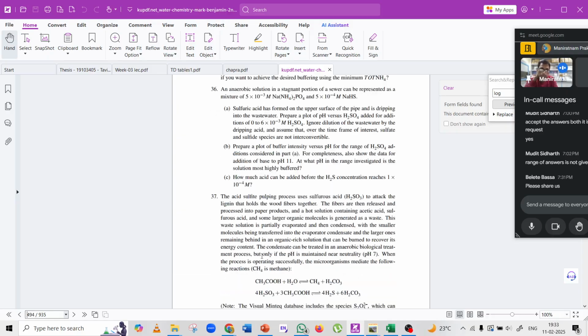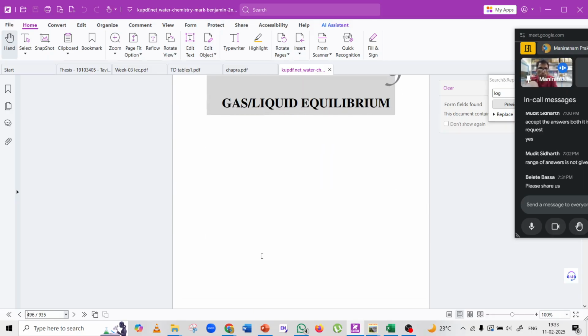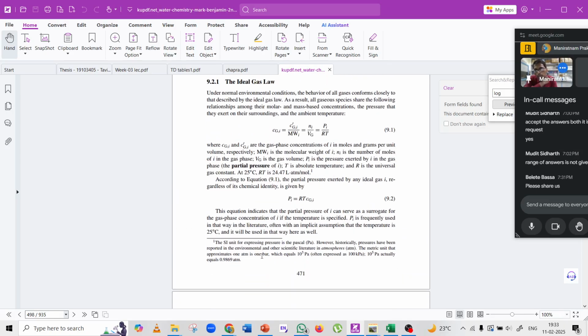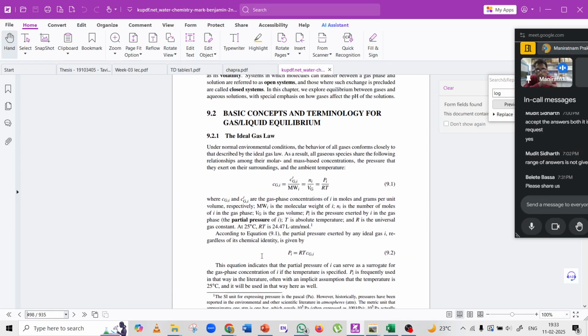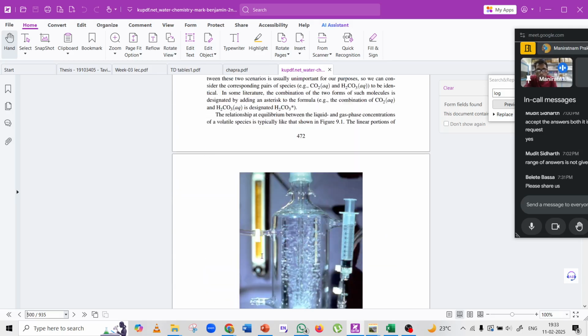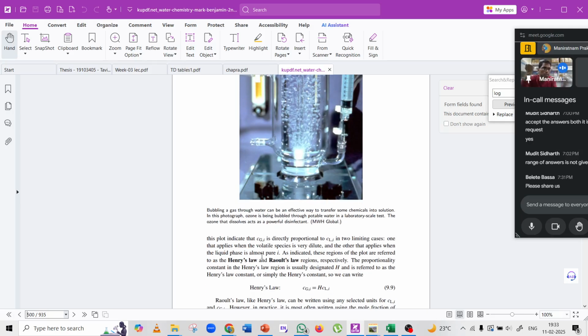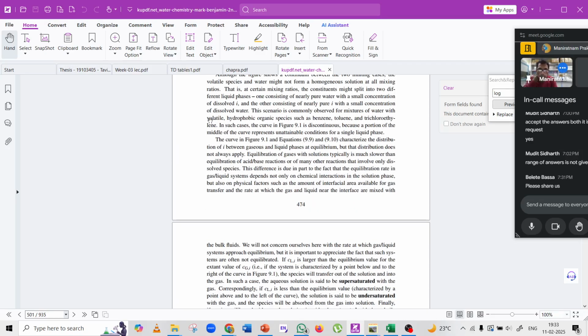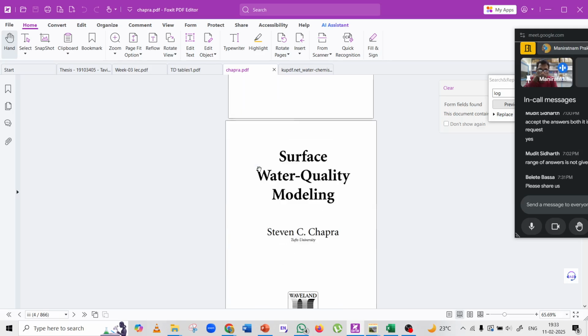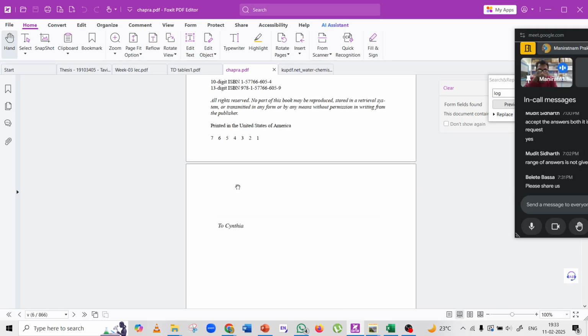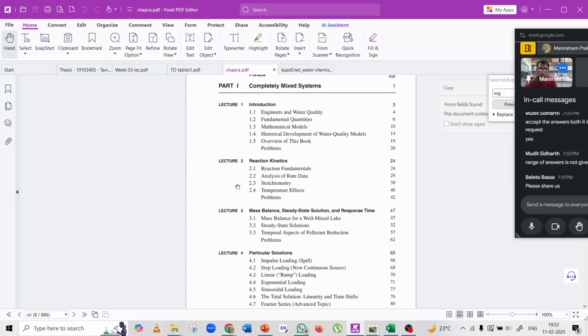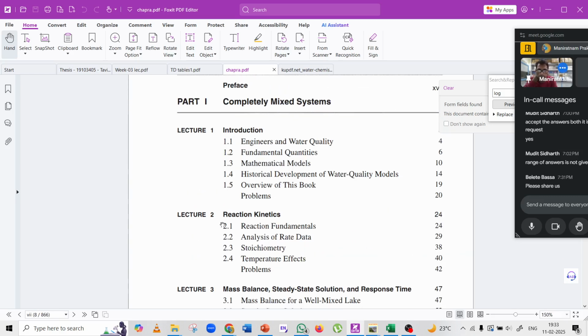Go and read this book. It is also available online. Here you will see more detail about Henry's constant, how it is used in real experiments and to determine many things. And chapter number 2 is about reaction kinetics, the fundamentals of reaction. Go and read this book, that is my suggestion.